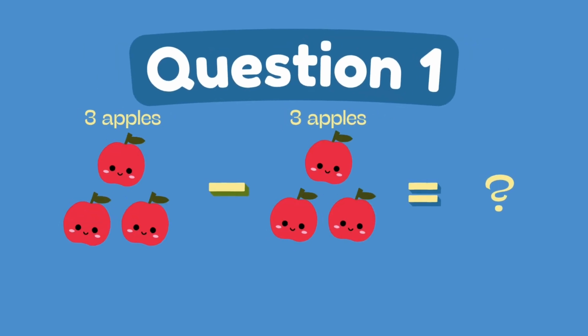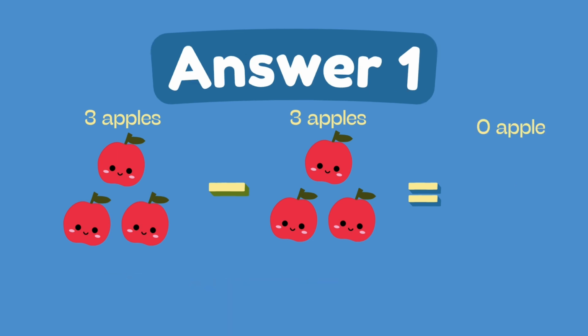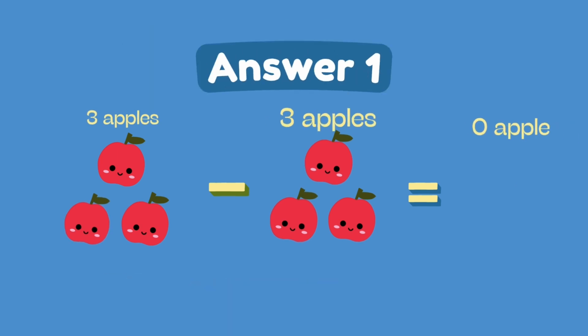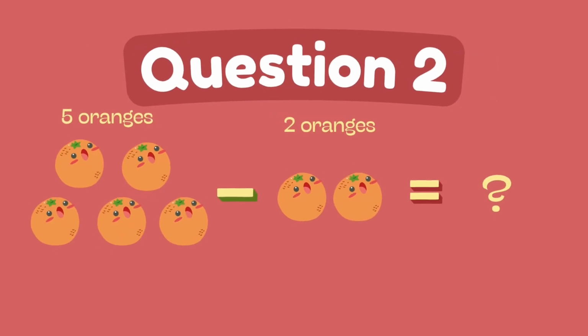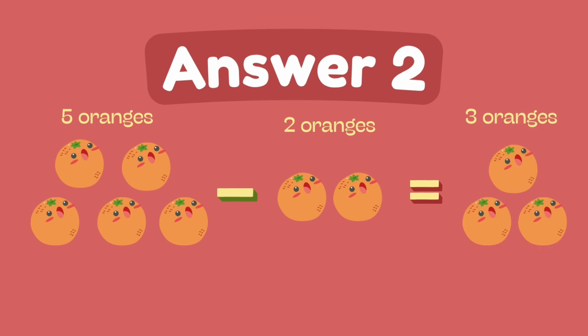What is 3 minus 3? The answer is 0. What is 5 minus 2? The answer is 3.